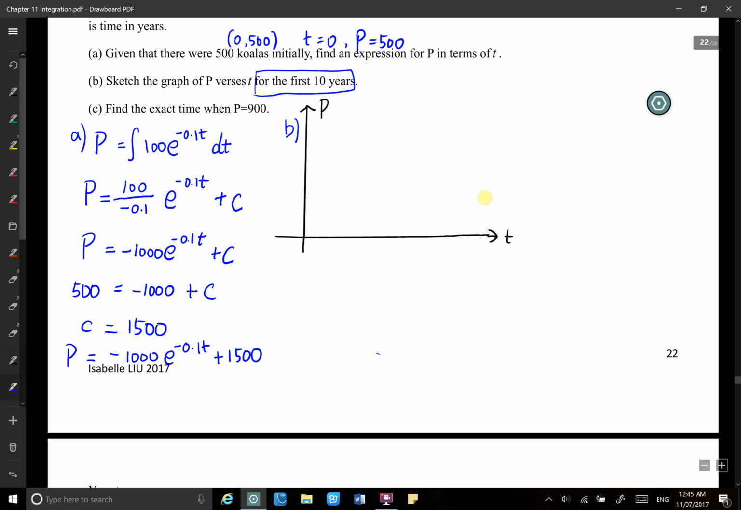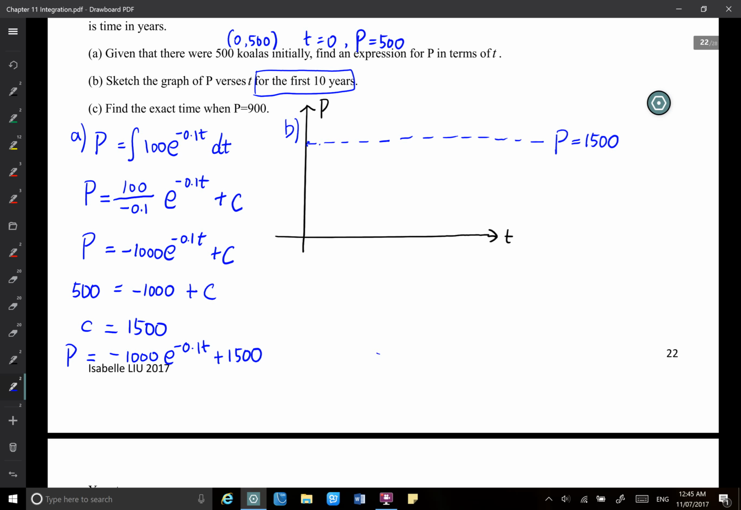So I have an asymptote here. The asymptote is 1500, so I need to sketch that here. So that's the asymptote. Make sure it's P equals 1500. And I have my initial value. The initial value is (0, 500). So I will have a point here.